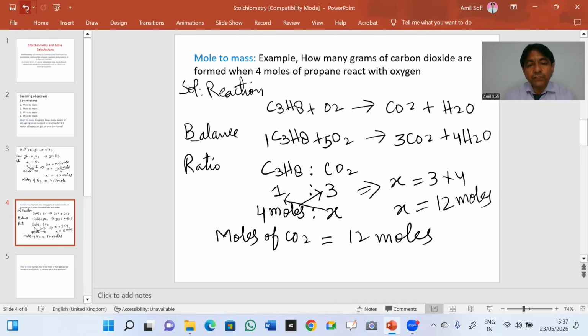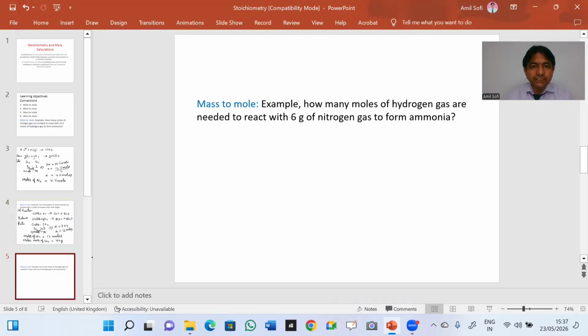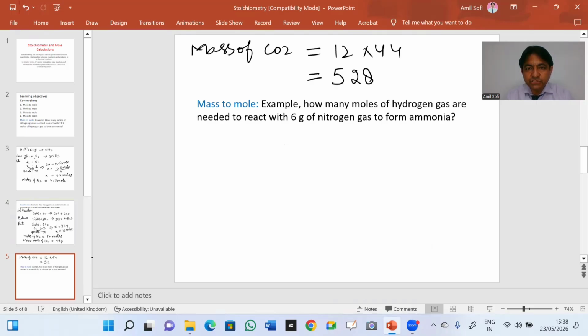Okay, now I have to find out its mass of carbon dioxide. Before this, I will write molar mass of carbon dioxide. Molar mass of CO2, that is 44 gram. Okay, let's move to next page. Here, I will write now mass of CO2, 12 into 44, and that would be 528 grams. So this is how we can find the mass of carbon dioxide in this chemical reaction.